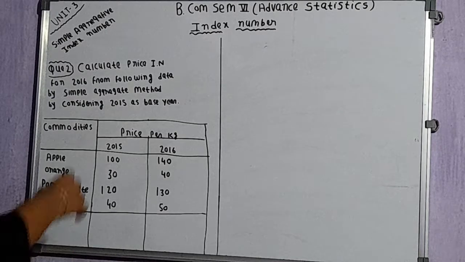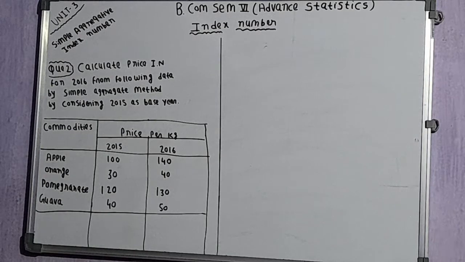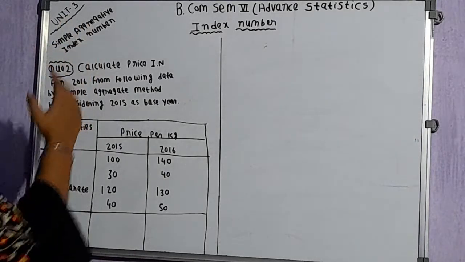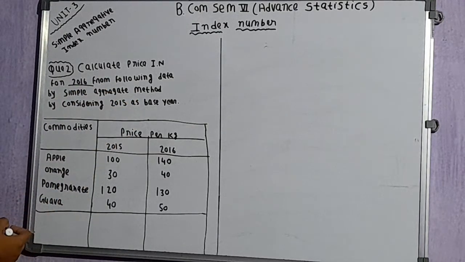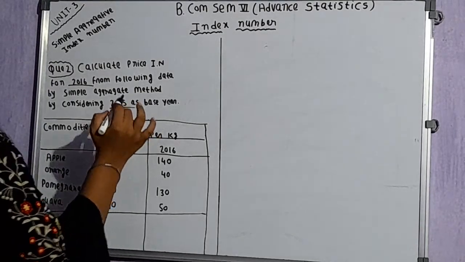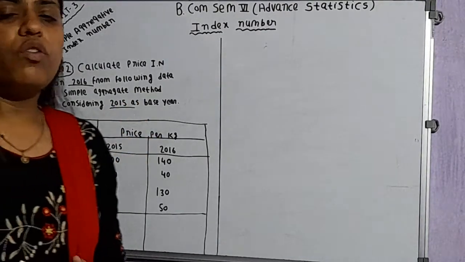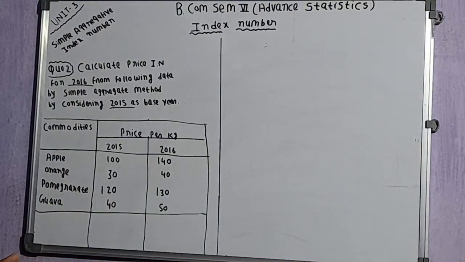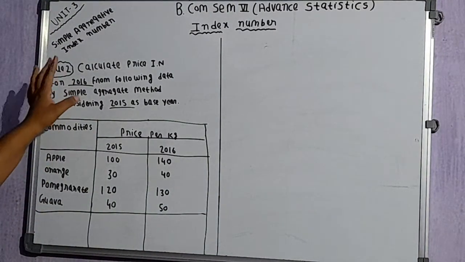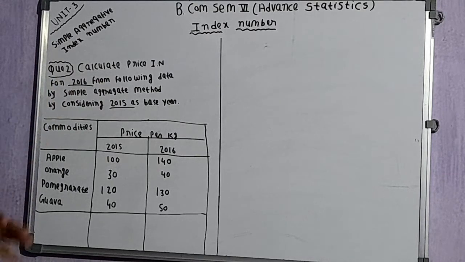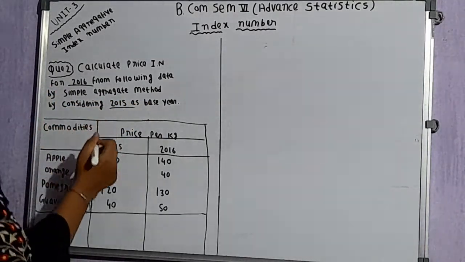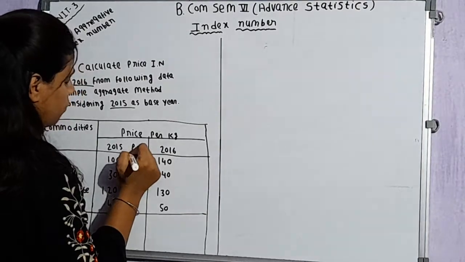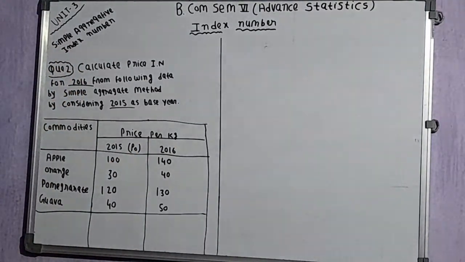Here we have been given data with the help of which we have to calculate the index number. Calculate the price index number for year 2016 from the following data by the simple aggregate method, considering 2015 as the base year. We have been given two years, 2016 and 2015. Since 2015 is the base year, it would be P0, because we denote the base year by 0.